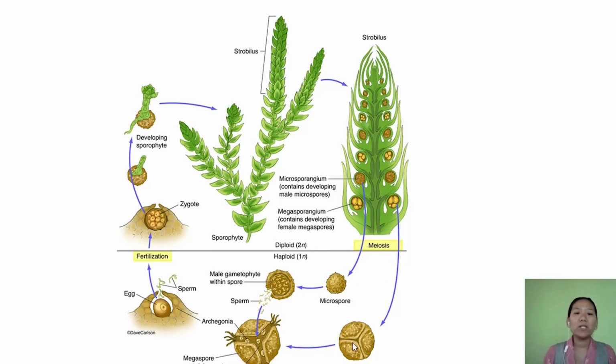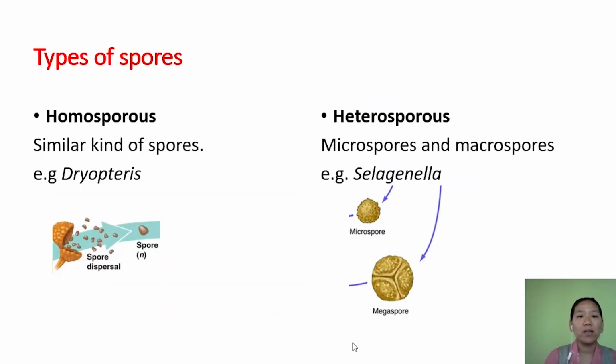So in the case of pteridophyte, the members can be ones which produce a similar kind of spores and ones which produce dissimilar, two different kinds of spores. So they are termed homosporous and heterosporous. Homosporous are the ones which produce similar kind of spores, for example Dryopteris, and heterosporous are the ones which produce two different kinds of spores, that is microspore and macrospore, as in the case of Selaginella. Microspore will develop into male gametophyte, macrospore will develop into female gametophyte. Now which one do you think is more advanced? Of course, it is the heterosporous.